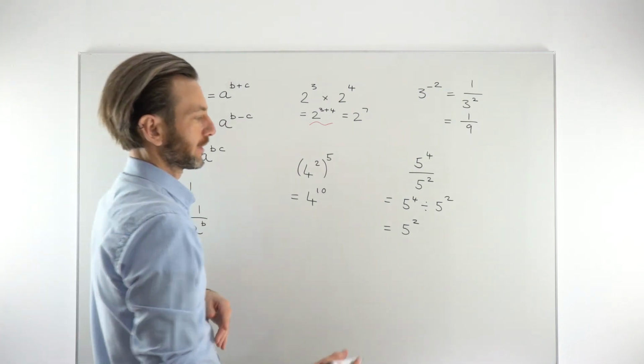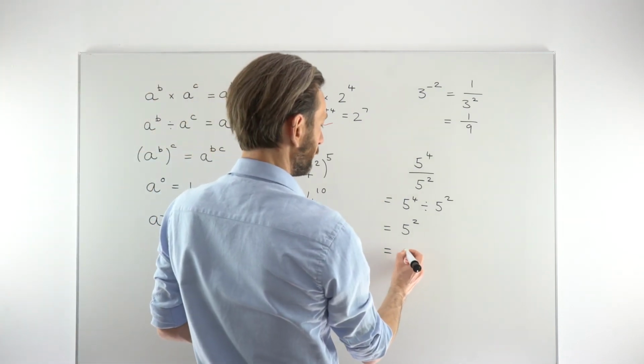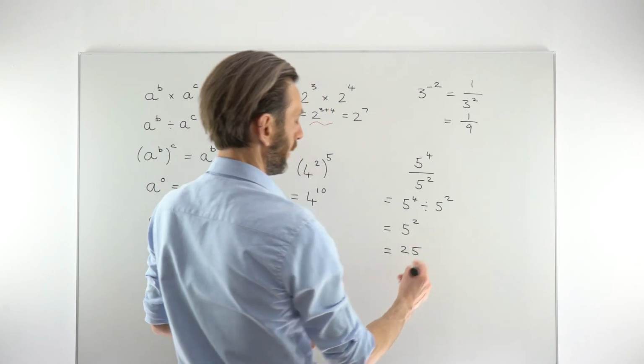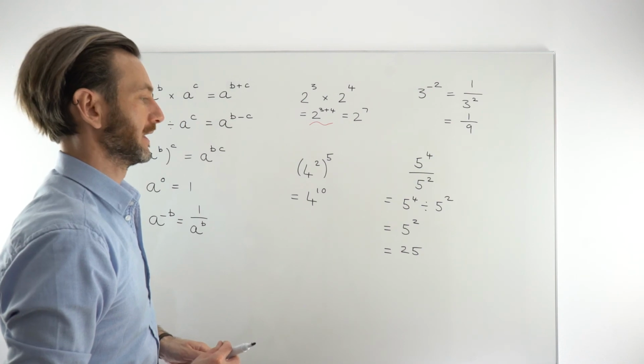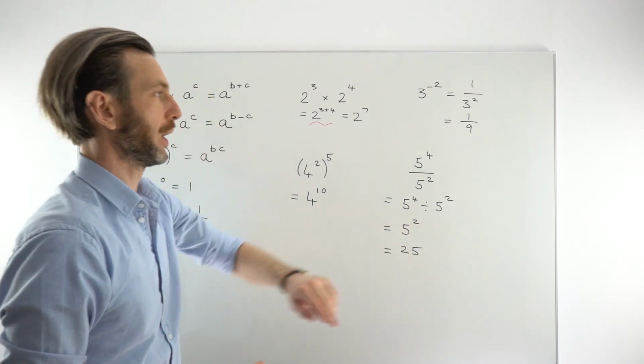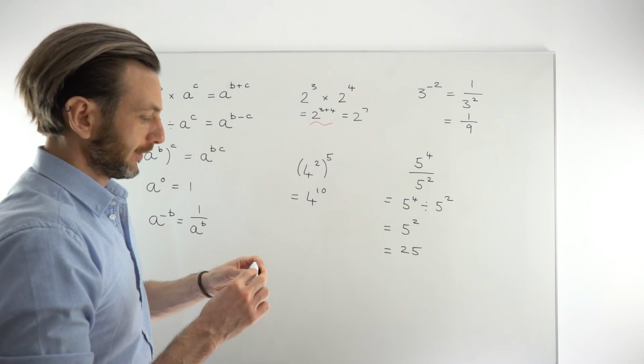Sometimes these questions might ask you to process these all the way to a final number. So for example, in this case, 25. Sometimes not, and you'll just be asked to write it as an index, basically with a power. So really, really important, these rules.